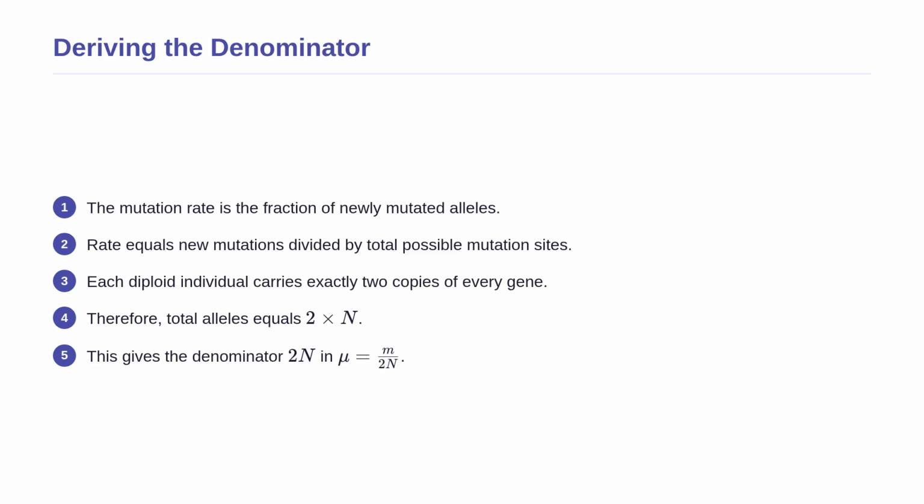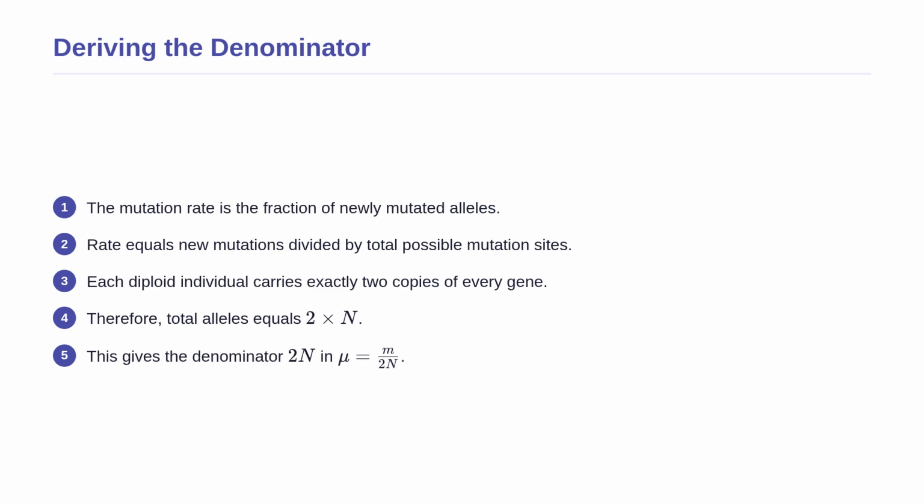Having successfully calculated the mutation rate, let us take a moment to prove why the denominator of our formula is exactly 2n. What we are establishing here is the logical derivation of the total genetic pool. The mutation rate is fundamentally a probability, representing the fraction of newly mutated alleles out of all the alleles passed on to the next generation. To find this fraction, we must divide the new mutations by the total number of possible mutation sites.